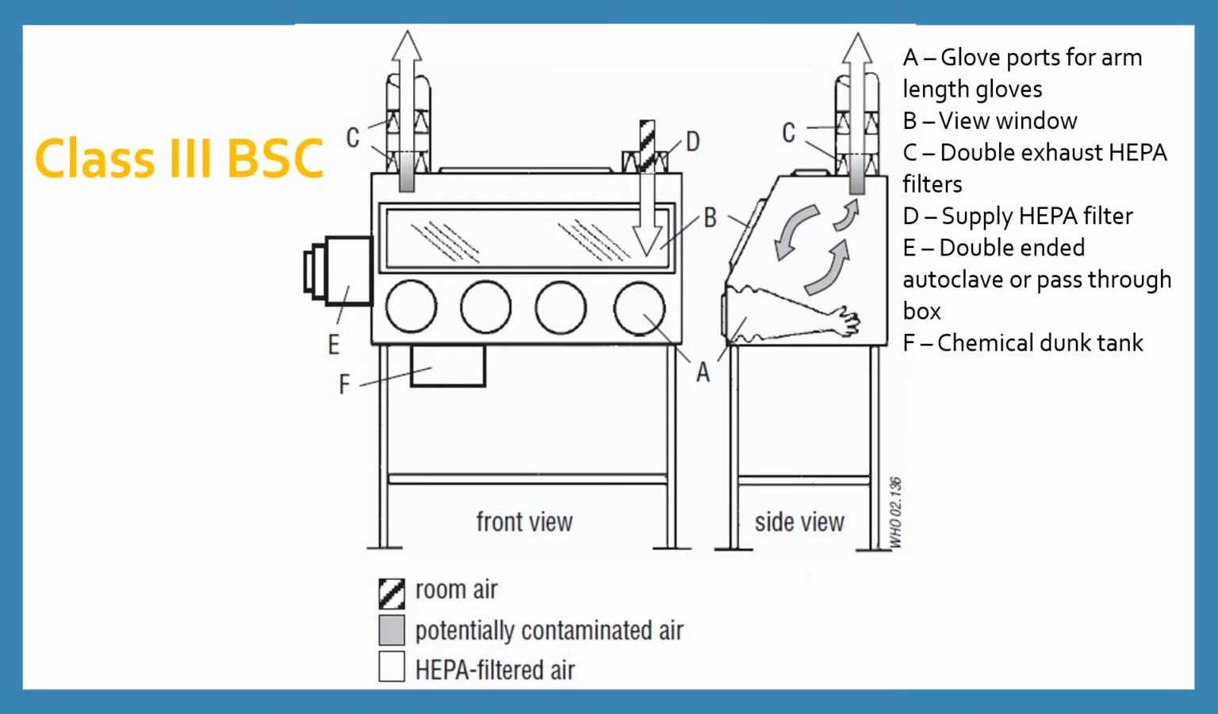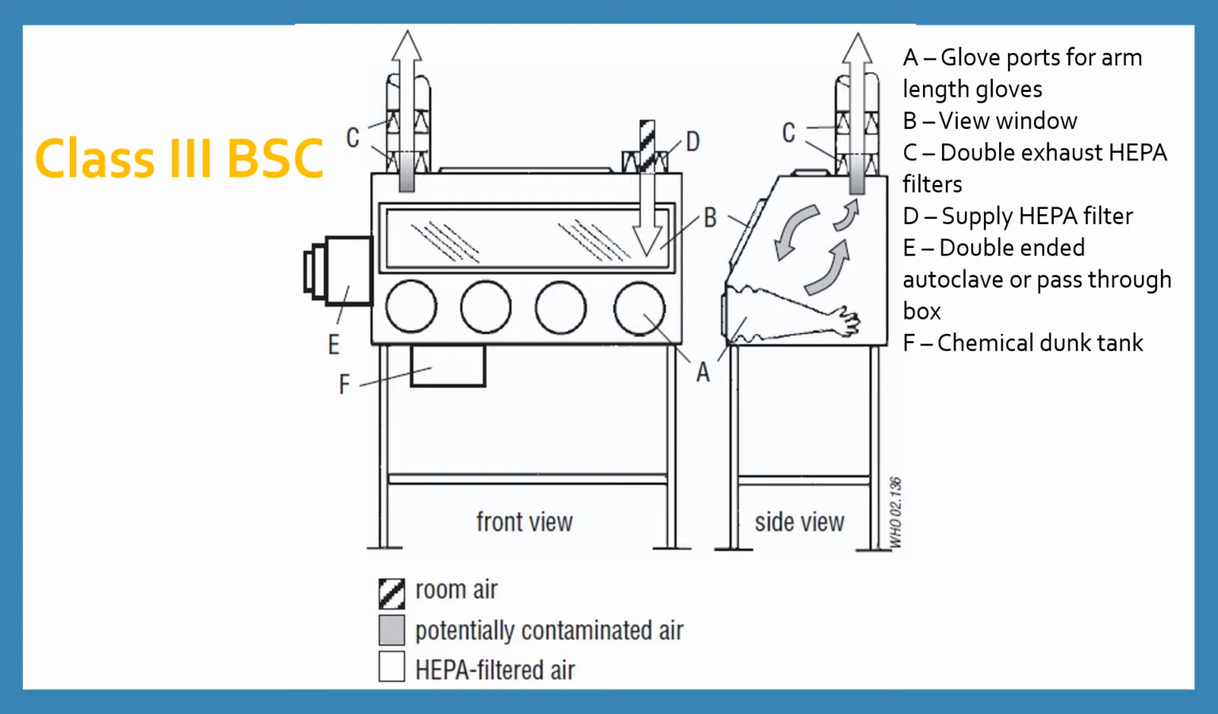Class 3 Biosafety Cabinet. It is quite different and more complex than the other classes of biosafety cabinets, as it is used to handle risk group 4 organisms. The given image shows the front and lateral views of Class 3 Biosafety Cabinet with its parts labeled. A is the glove port with arm-length gloves through which the products will be handled. B is the view window. C is the double exhaust HEPA filter.